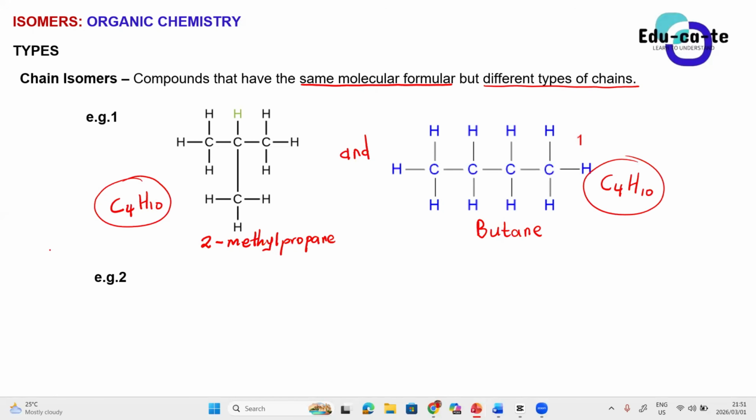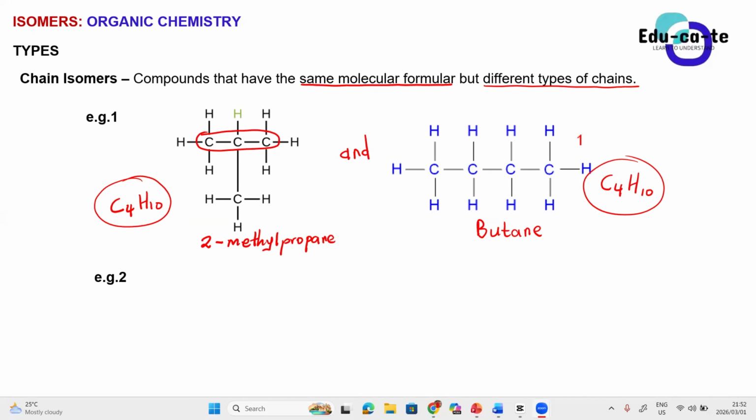But when it comes to the structures, specifically the types of chains they have, they are different chains. The first compound, 2-methylpropane, has a parent chain of 3 carbons in total. So this is our parent chain. Besides the parent chain, do we have any side chains here for the first compound? Yes, we have a side chain, Angish. And what is the name of that side chain? Give the name of the side chain.